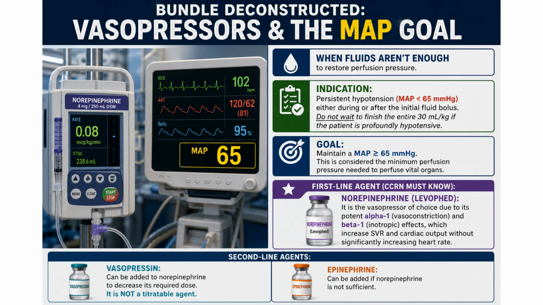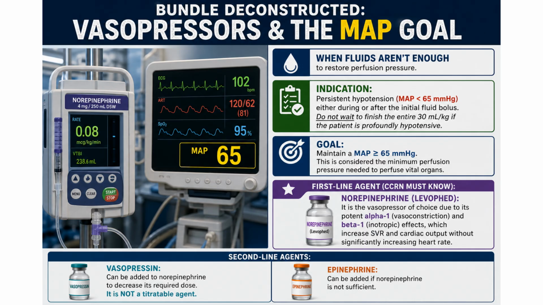What if fluids aren't enough? If the MAP is still below 65 during or after that initial bolus, you start vasopressors. Do not wait. The goal is a MAP of at least 65 to ensure adequate perfusion to the brain and kidneys.